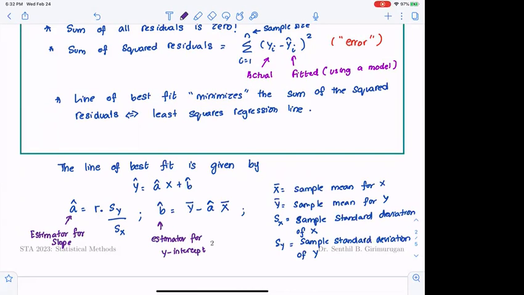So if we have a sample, we are trying to find the line of best fit. And how do we find the line of best fit? We simply find the values of A hat and B hat. And what do we need to find the values of A hat and B hat? We need the value of the linear correlation coefficient, the sample standard deviation of Y, the sample standard deviation of X, and the sample means for X and Y.